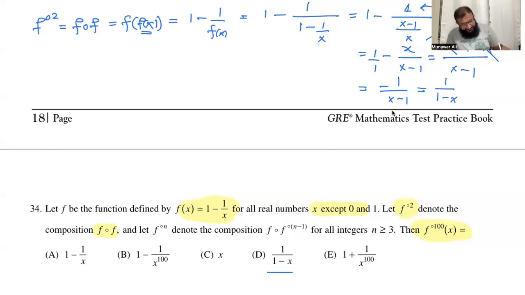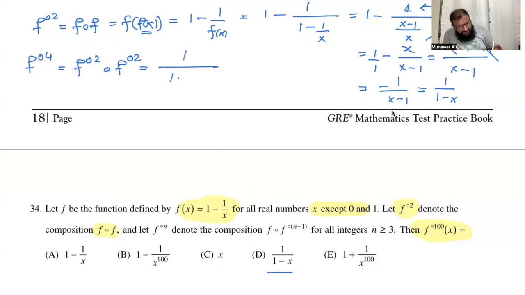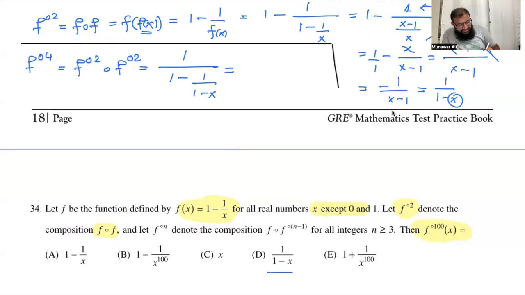Okay, now I'm doing f composed with itself 4 times, that is f composed with itself 2 times, composed with f composed with itself 2 times. So I'm doing it 2 times. So 1 over 1 minus, now at the place of this x, I will substitute the composed form of this, which is 1 over 1 minus x.